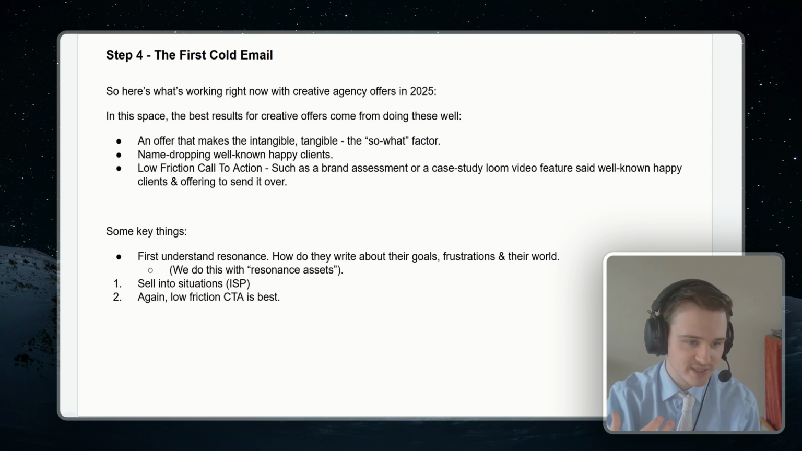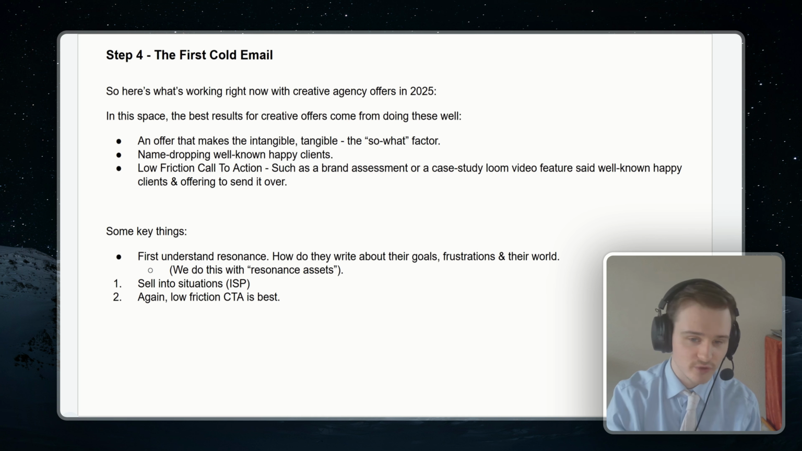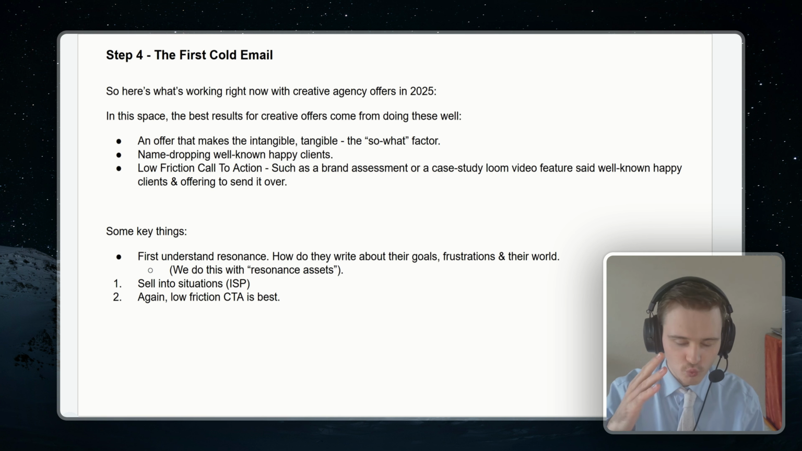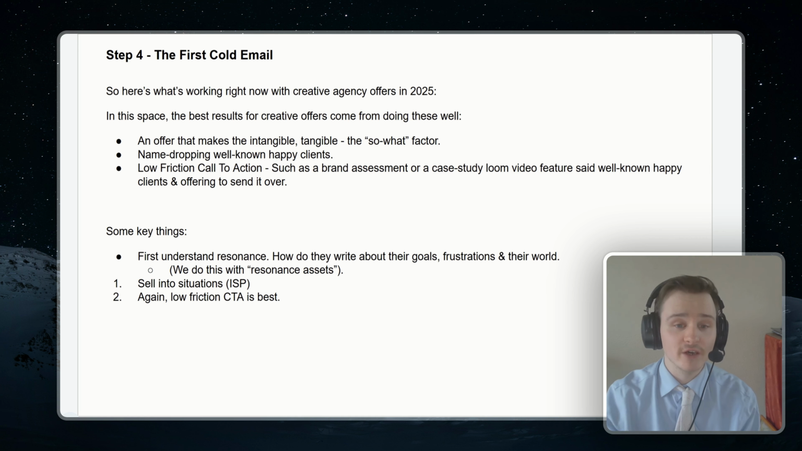And so some key things here is, first, we want to understand resonance. So how do they write about their goals and their frustrations? What words do they actually use, right? We call these resonance assets. This can be Fathom recordings of sales calls, Fathom recordings of onboarding calls, where you get to ask, okay, where are you really struggling, and how can we help, stuff like that. Also even stuff like inbound quote requests, because we want to make sure that we get the language that they are using.